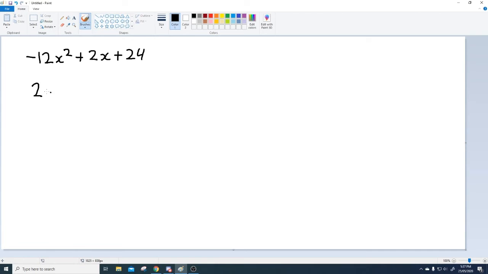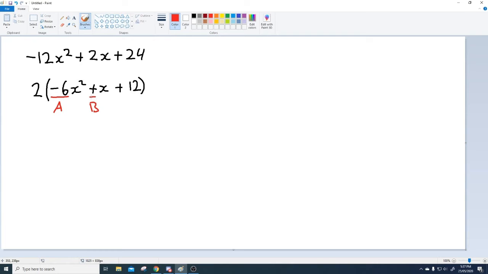2 goes in there. So I'm going to take out the 2, divide everything by 2, so I get negative x squared plus x plus 12. Now here's where the problems start. Unfortunately, my a, the number in front of the x squared, is still not 1.